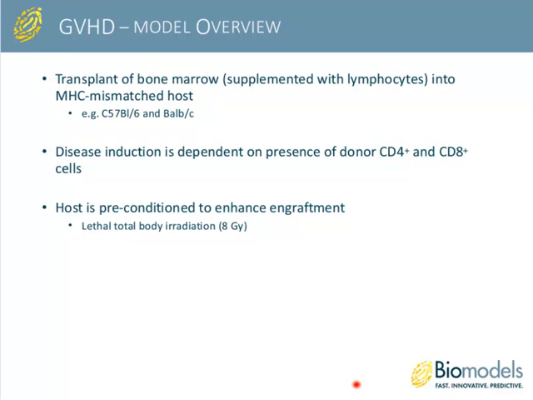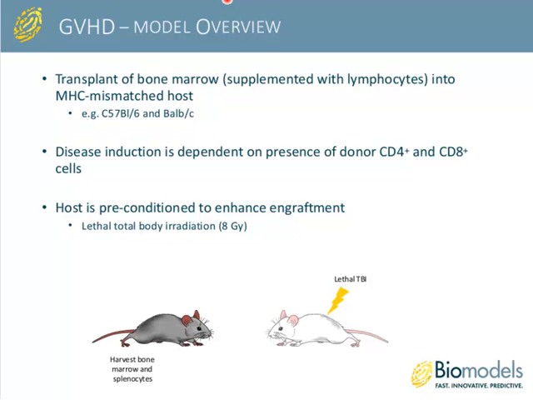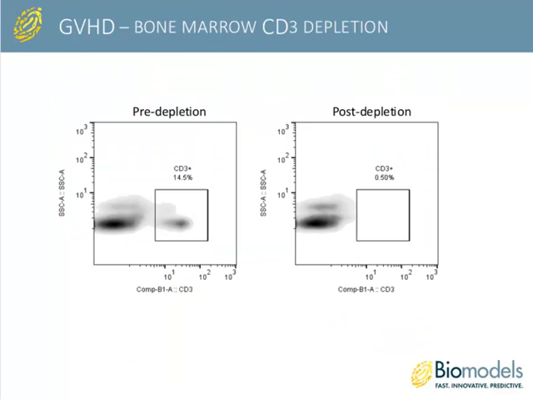So, okay, the model, very briefly, we use BALB/c recipient mice. They get a lethal dose of irradiation, and then we take bone marrow and splenocytes from C57 mice, so these mice are MHC mismatched. We deplete the CD3 cells from the bone marrow and then mix them back in with the splenocytes at a specific ratio and inject a specific amount into the host mice, and then the host mice spontaneously develop GVHD sometime after the injection.